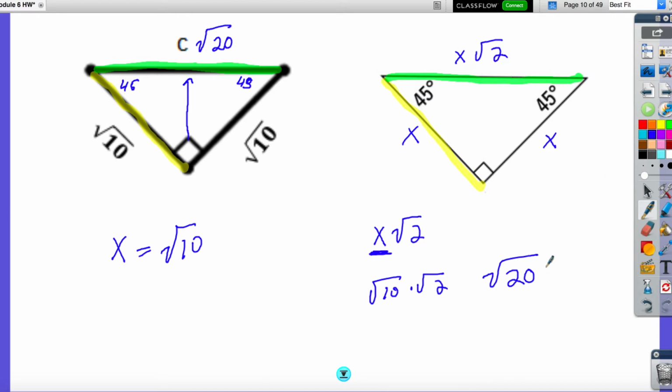I'm not done yet, because I need to simplify this. So radical 20 is radical 4 times 5. The 4 is 2 and 2. I have a pair of 2, so it's 2 radical 5. So this side, C, is equal to 2 radical 5 as my final answer. Okay?